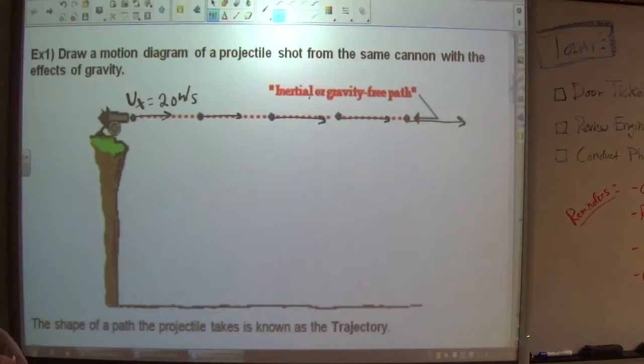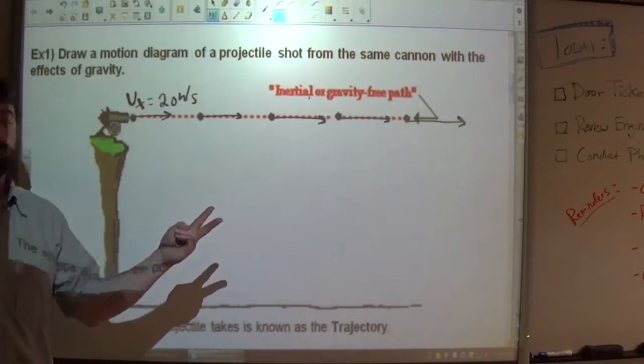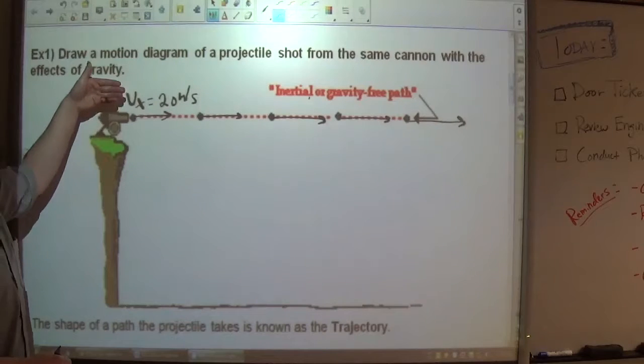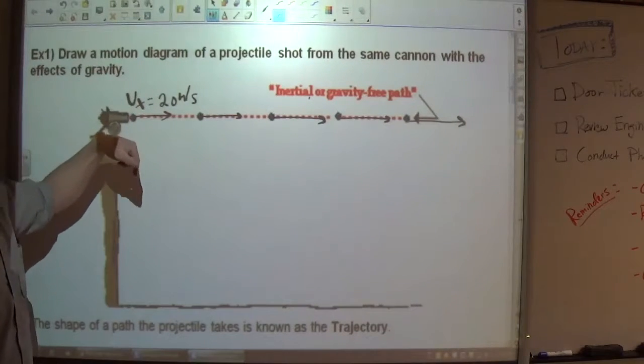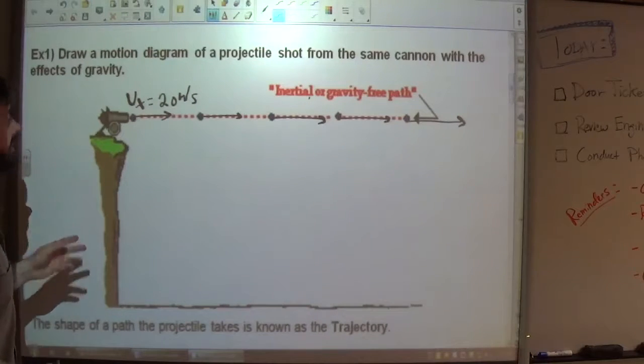Now, there's one other factor here, now that we're talking about two-dimensional motion. Instead of just having a horizontal component of velocity, we also have a vertical component of velocity, which we call v of y.